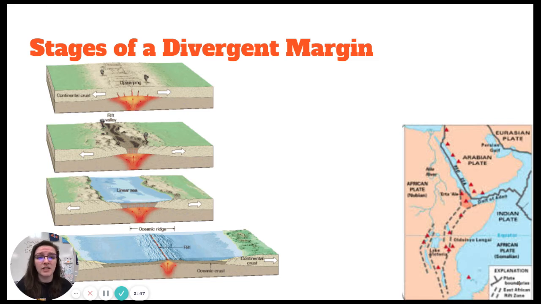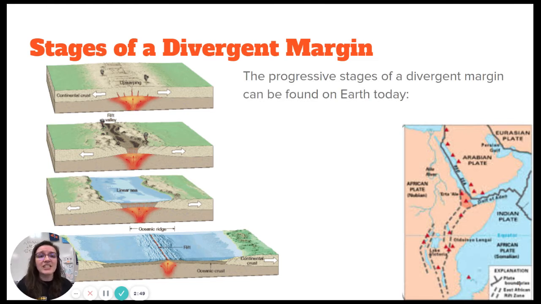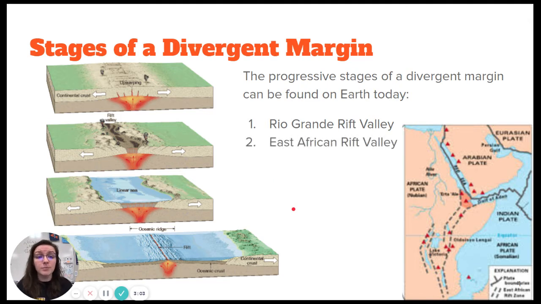So that first stage, where it is slowly starting to crack, that's happening in the Rio Grande Rift Valley, kind of near Santa Fe or near Albuquerque. We can start to see a crack and a valley starting to form. Then a true proper rift valley, where there is now a valley in the ground and plates are starting to spread apart in earnest, is happening in the East African Rift Valley.